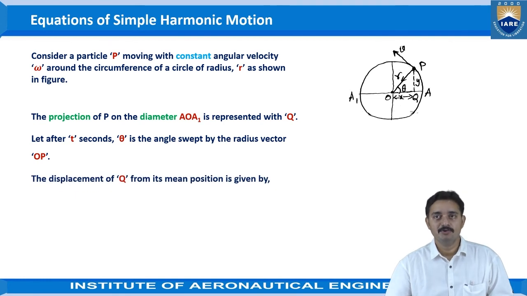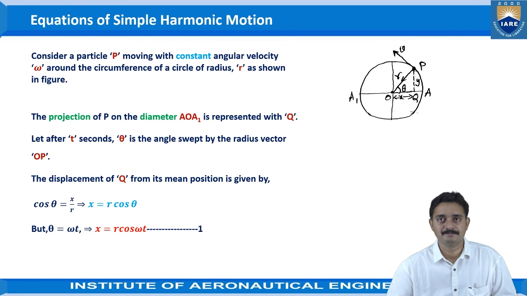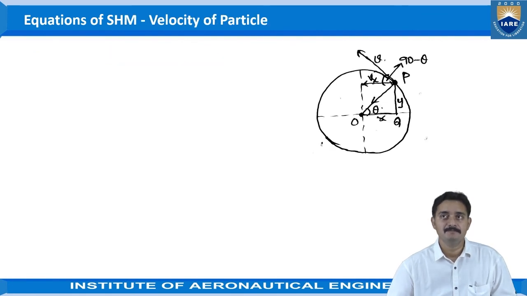Then the displacement of Q from its mean position is given by cos theta is equal to x by r, which can be written as x is equal to r cos theta. So for this system, the displacement can be represented with x is equal to r cos theta. So utilizing this equation, we can find the displacement of the particular object with simple harmonic motion. But theta is equal to omega t, as we know from the equations of motion, which can be written as x is equal to r cos omega t. So let us take it as equation 1.